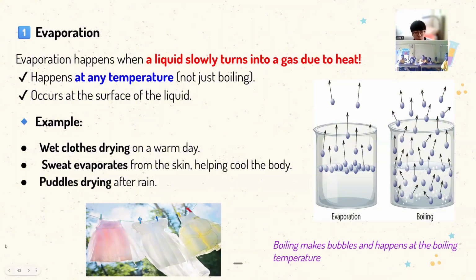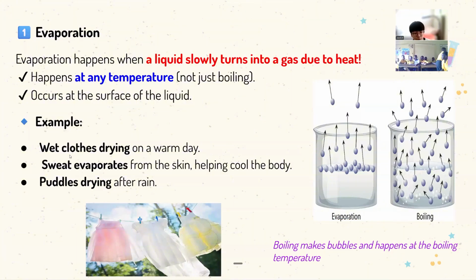So when it boils, what happens is that we're heating the entirety of the liquid. So even the water particles that are inside the water start to evaporate. That's why you see a lot of bubbles when you boil water. Particles of water evaporate inside the water, basically. But evaporation happens when the surface liquid just slowly turns into a gas.